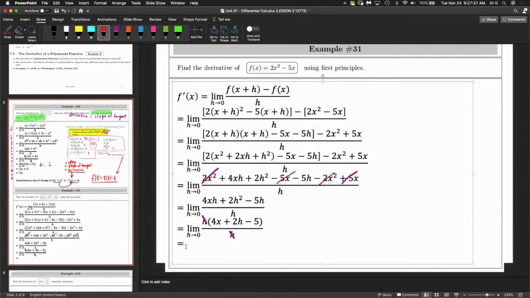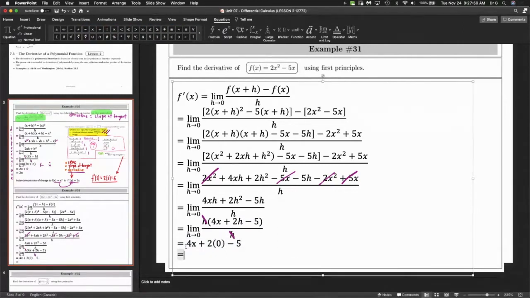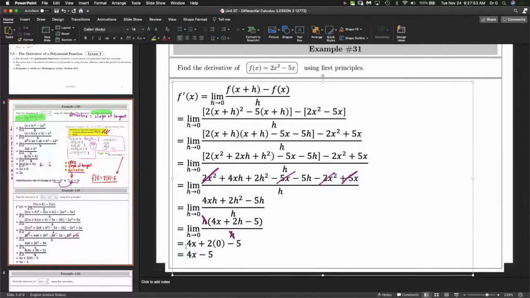So we end up with 4x plus 2 times 0 minus 5, which is 4x minus 5. That's the answer. Let's summarize it over here.